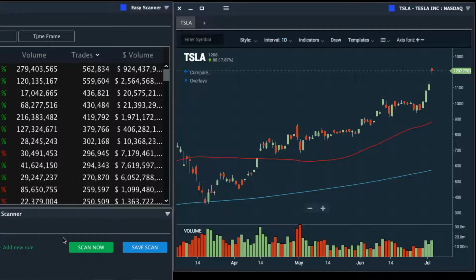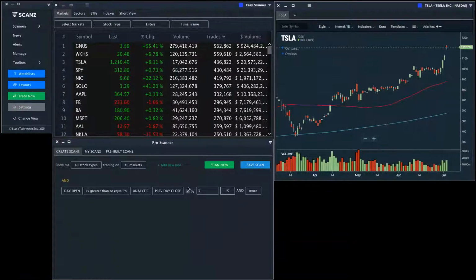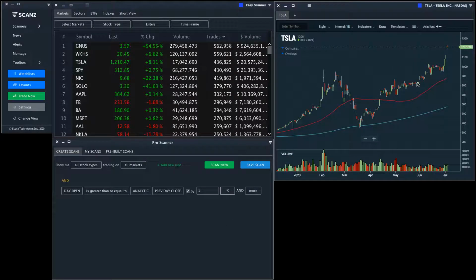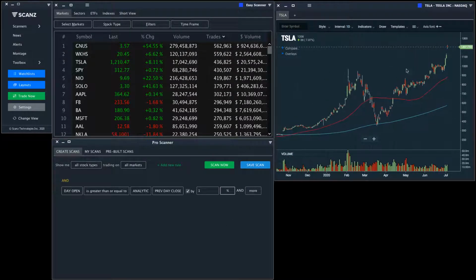So if I were to run this scan right now, I would see all stocks where the day's open is greater than or equal to the previous day's close by 1% or more. This is a relatively small gap, but this is a large cap stock, so we're going to keep it like that for now. Of course, that's not the only unique thing about this Tesla chart.